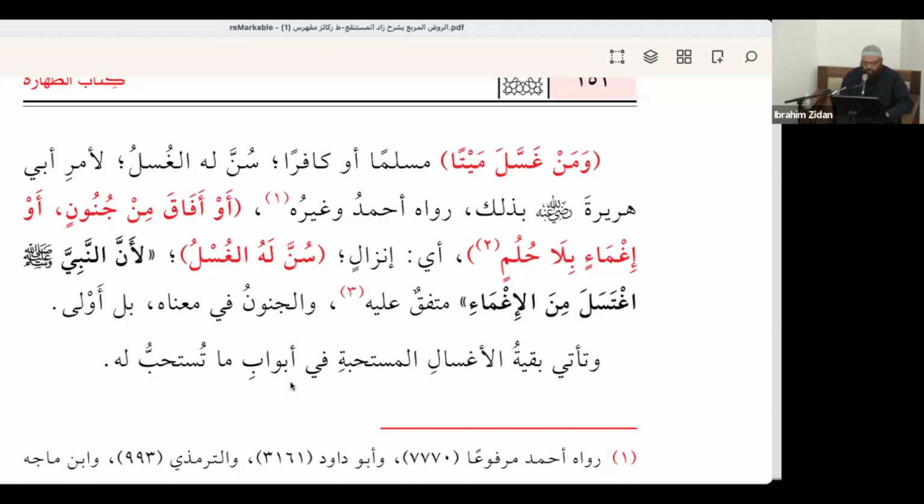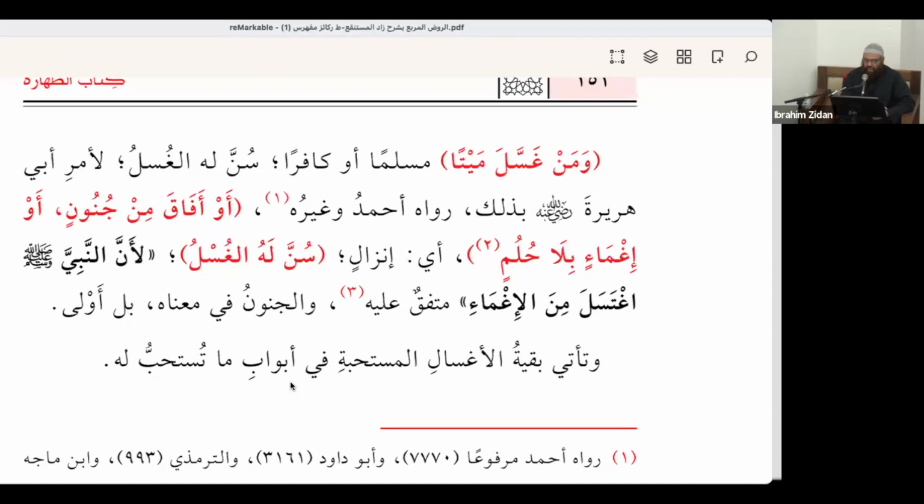What's obligatory is to make wudu. If he bashara al-ghusl, if he's actually moving the deceased, putting the water like this. But ghusl, no, it's only recommended. أو أفاق من جنون. So this is أغسال مستحبة, this is recommended ghusl. أو أفاق من جنون, someone that woke up from insanity. He was insane, and then he came back to his senses. It's recommended only, not obligatory for him to make ghusl.